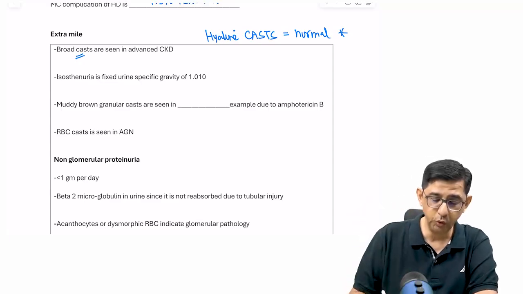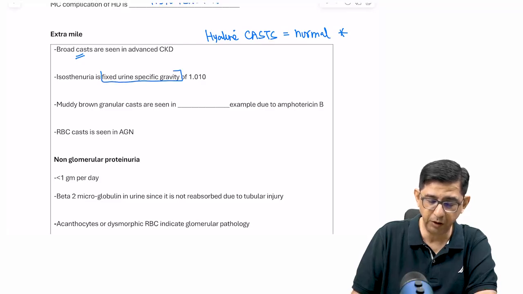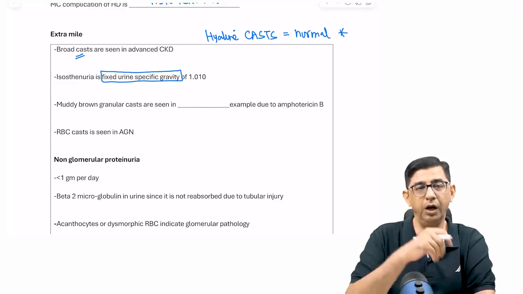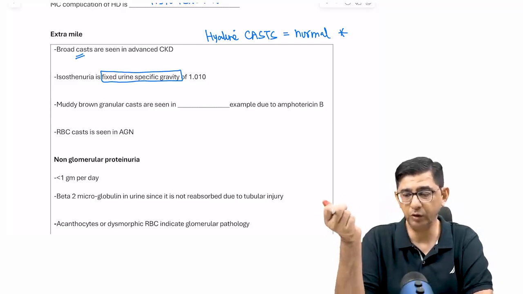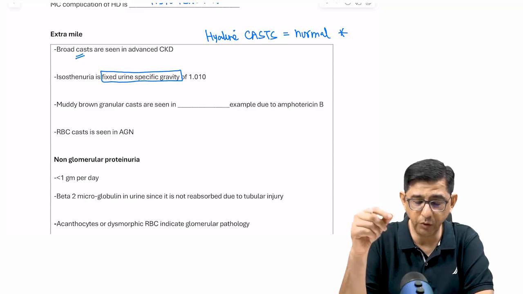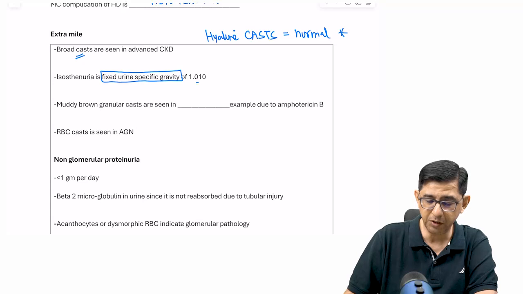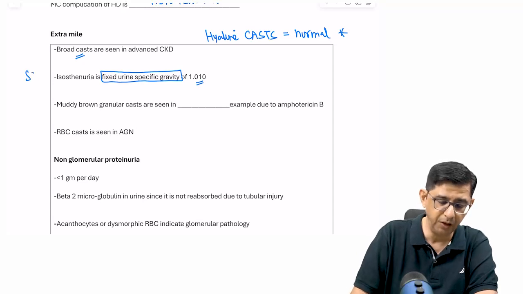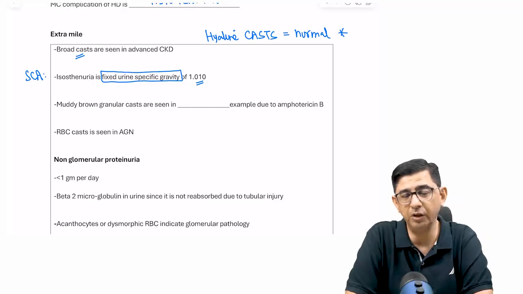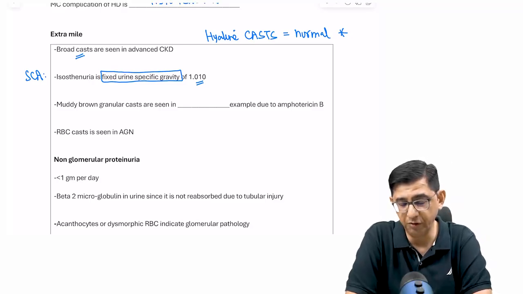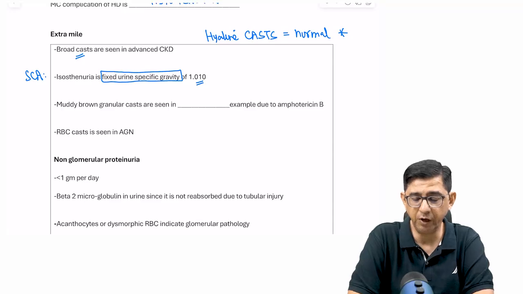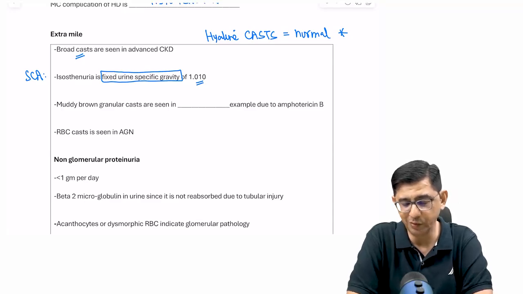Then the urine specific gravity keeps on changing. If we drink a lot of water, the urine will become dilute, and when we don't drink water, the urine will become concentrated. Isosthenuria is defined as fixed urine specific gravity. Lots of times this is seen in patients with sickle cell anemia, where the tubules are damaged and they lose the ability to concentrate the urine. Fixed urine specific gravity of 1.010 is present.